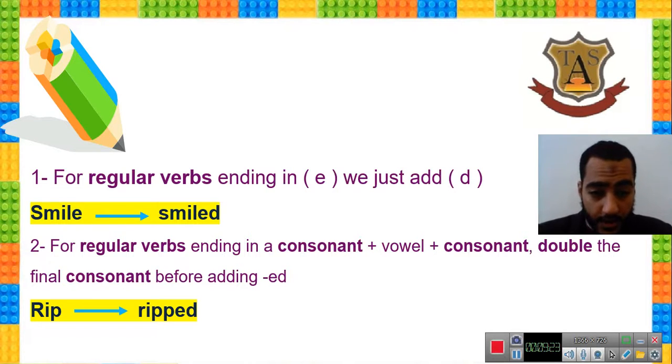Consonant, vowel, P, consonant. So we have consonant plus vowel plus consonant here. We want to add ed. So you have to double the last consonant, the P here, and add ed. It's simple.